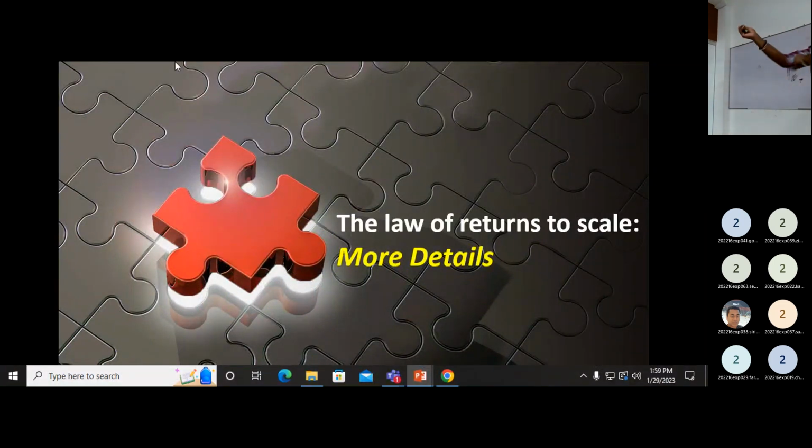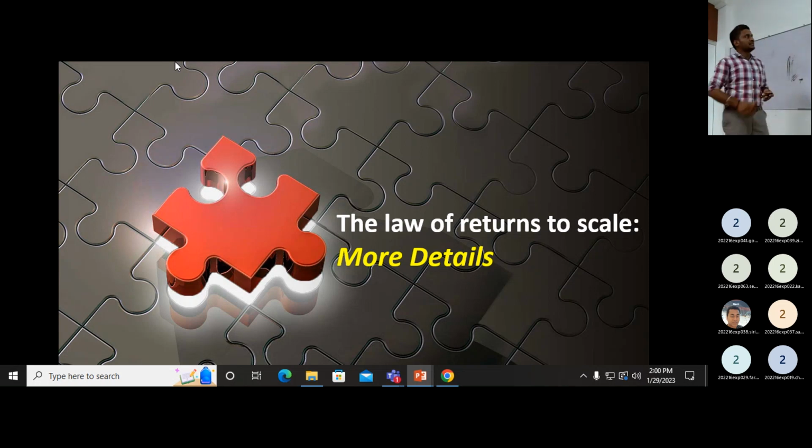Right, so we will move forward. Now we know about isoquant curves, marginal rate of technical substitution, and the isocost line. We are using that knowledge to discuss our further topics. Here we are going to discuss the law of returns to scale. We discussed this in our previous session, but here we will discuss it in a more detailed manner by incorporating isoquant curves.